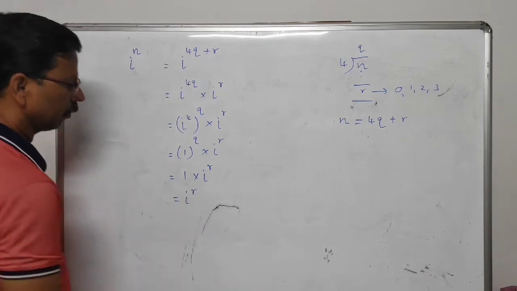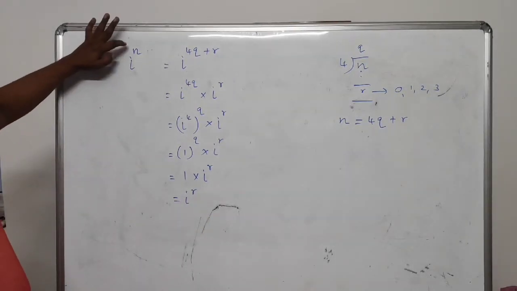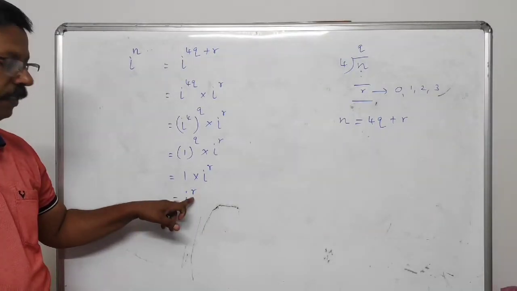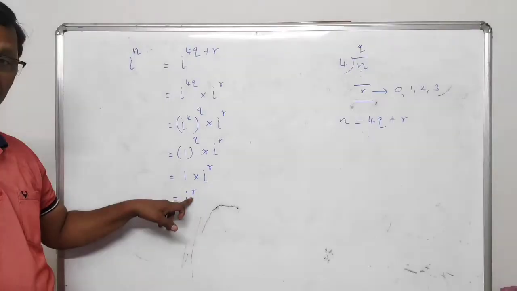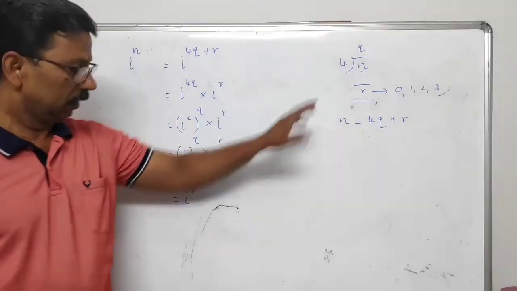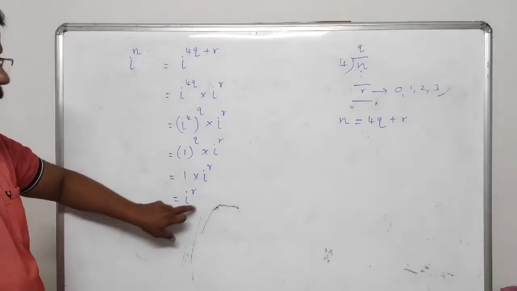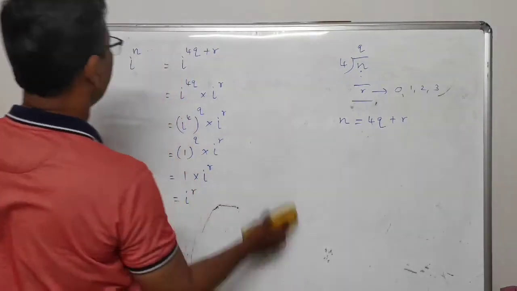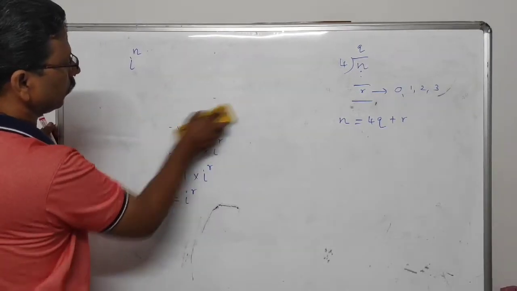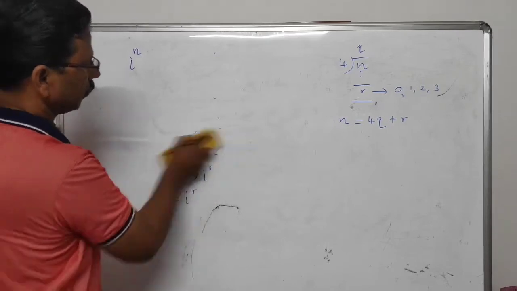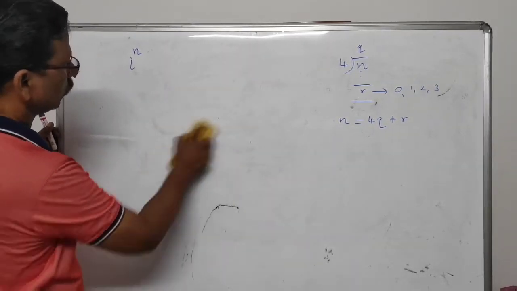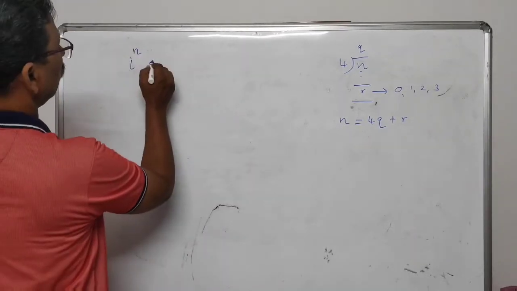Now we can write this i power n as i power r. This r is nothing but the remainder on dividing this n by 4. Therefore, this i power n can be written as i power r. For our convenience, I am writing this as i power n equal to i power r.